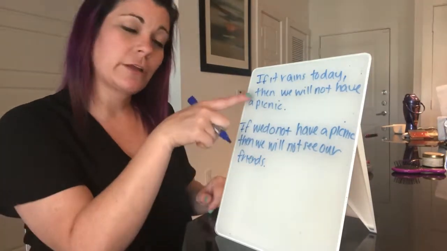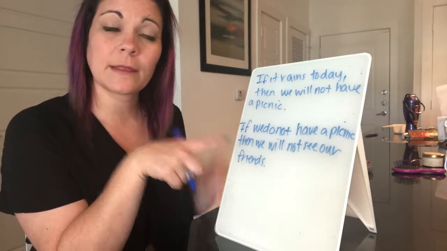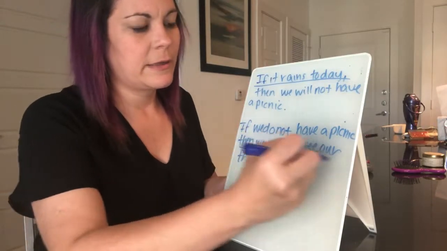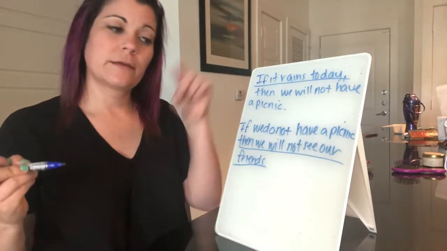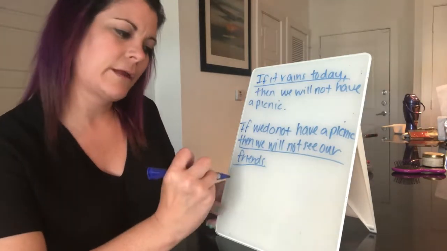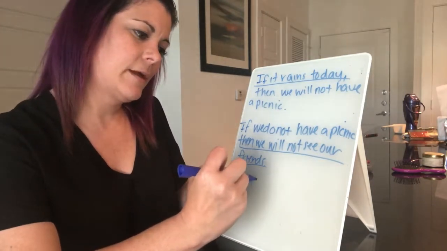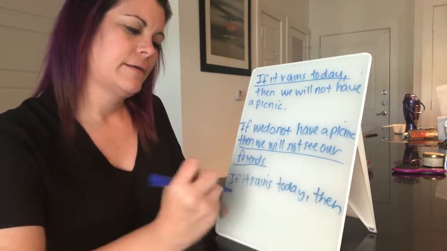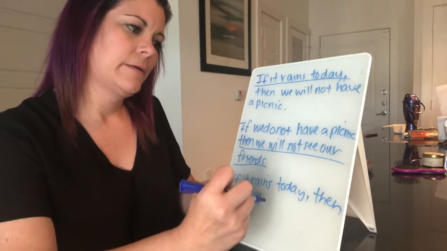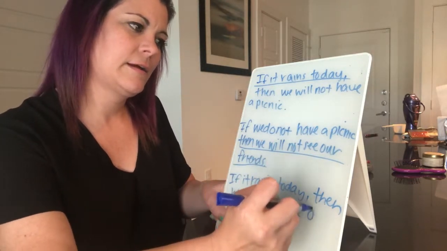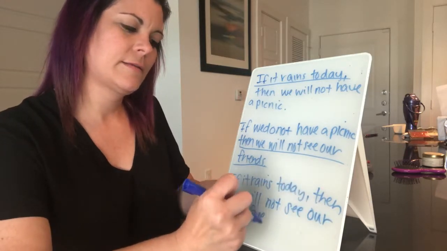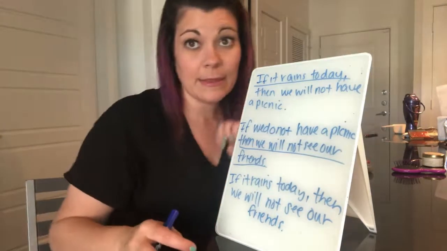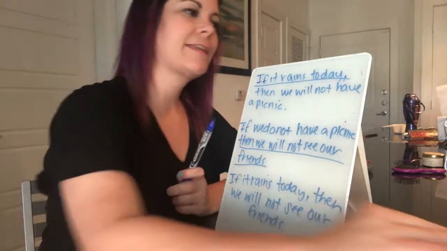So if the conclusion of one is the hypothesis of the second statement, then we conclude that the hypothesis of the first statement can be in a conditional statement with the conclusion of the second statement. So we can rewrite it and say, if it rains today, then we will not see our friends. And that is what the law of syllogism says. Okay, let me know if you have any questions. Thank you.